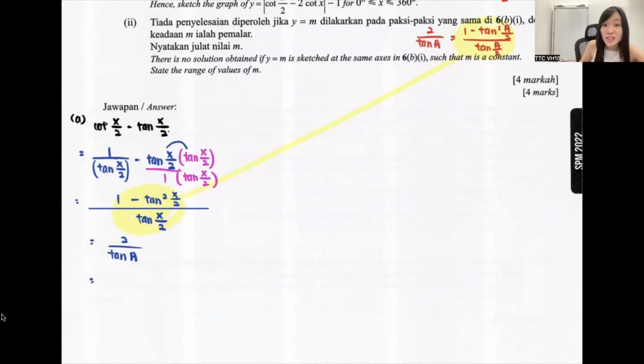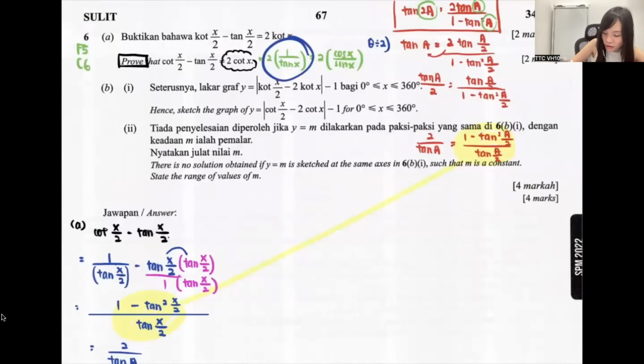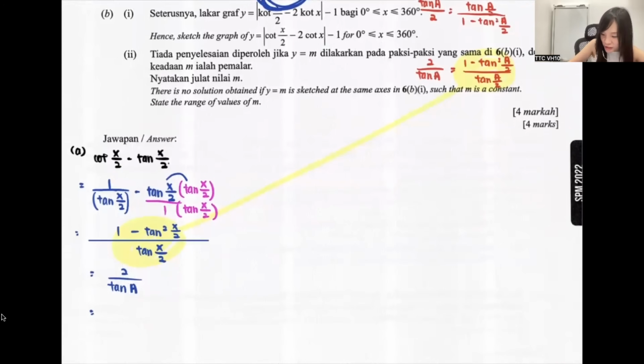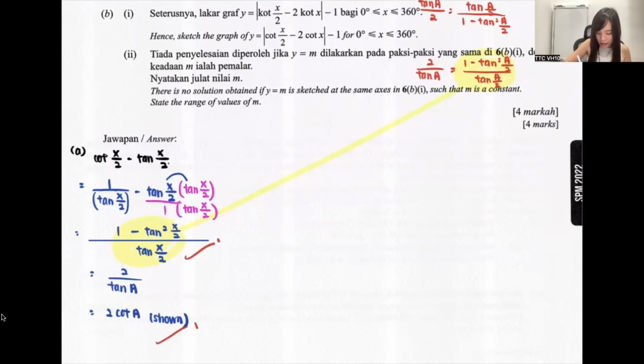And 2 over tangent A is actually what? Doesn't it look like this second choice? So the tangent A from the bottom moves up, isn't it? It is cot A. Proudly write the word shown. You can get this 1 mark, then 2 marks. So you see, the working is not very hard. It's just whether you can think the way that I just taught.